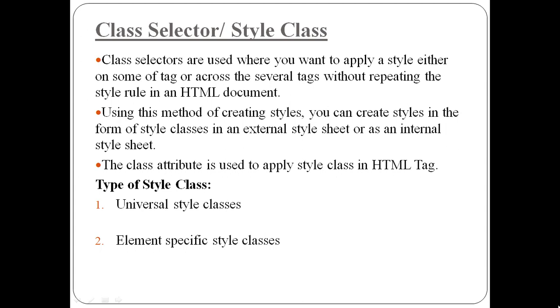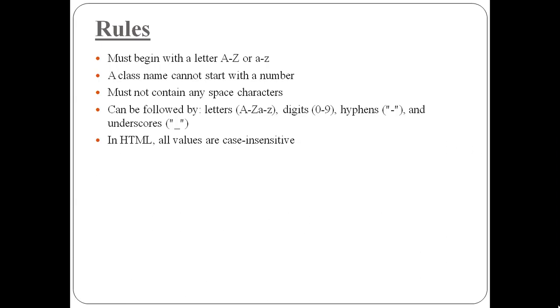The class attribute is used to apply style classes in an HTML tag. There are two types of style classes, universal style classes and element specific style classes. And these are the certain rules to specify the class name: it must start with the alphabets, and the class name must not start with a number, and it should not contain any space, and it can have hyphen and underscore, and all these values are case insensitive.